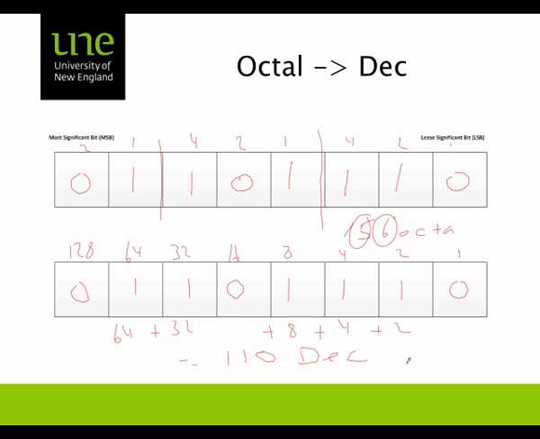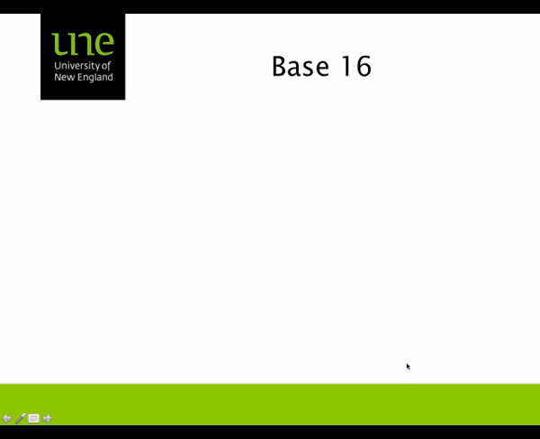So in octal, it's 3 bits to represent 1 digit. Base 16 is a little bit different again. Same principle, but rather than using 3 bits to represent, we use 4 bits. And we're using the digits 0 through 15 to represent our numbers.